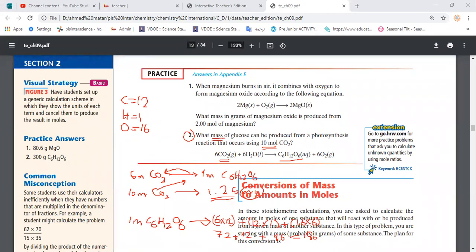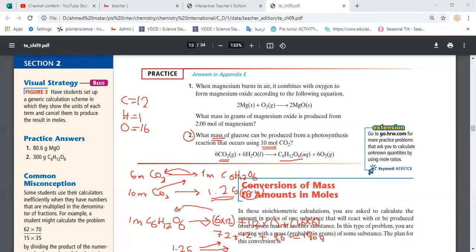Is 180 true? Yes, so 180 grams. So like this, they are 180 grams. So what about 1.25? We're going to make a cross multiplication: 1.25 multiplied by 180 divided by 1.